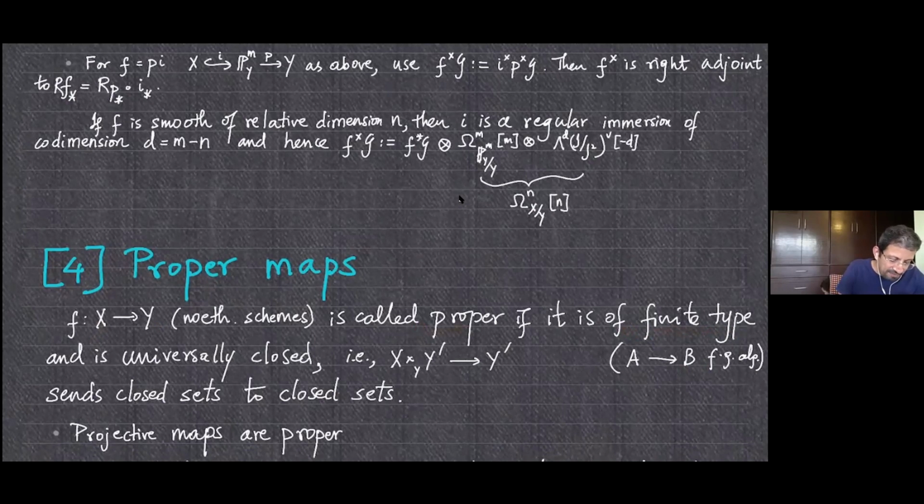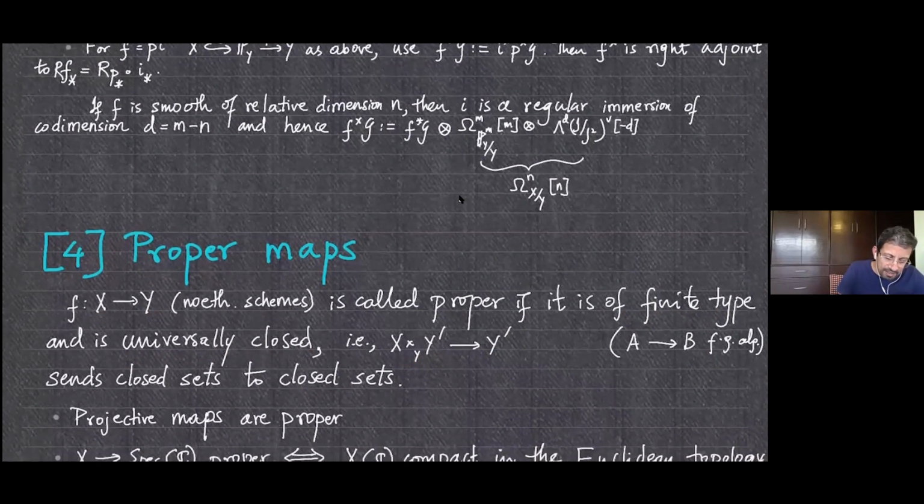It's called proper if it is, in addition, universally closed. Universally closed means that X to Y sends closed sets to closed sets, but that would just be a closed map. It's not just a closed map. Under base change also, it remains a closed map. So you map Y prime here and then look at X prime to Y prime. That also should send closed sets to closed sets. For Hausdorff locally compact topological spaces, or maps between them, one can show that this is the same as the usual notion of proper maps.